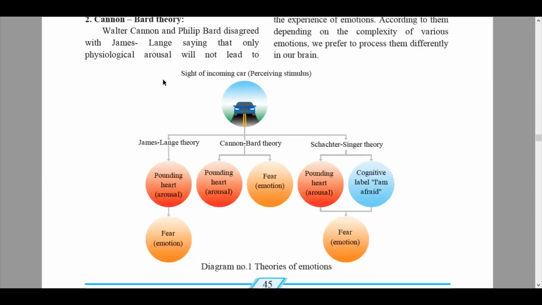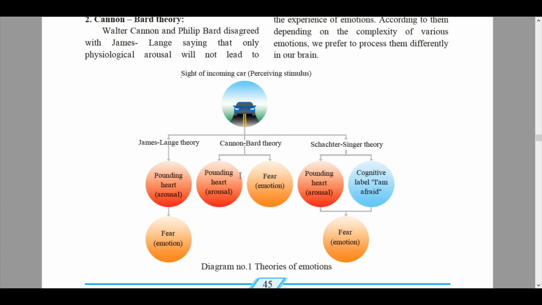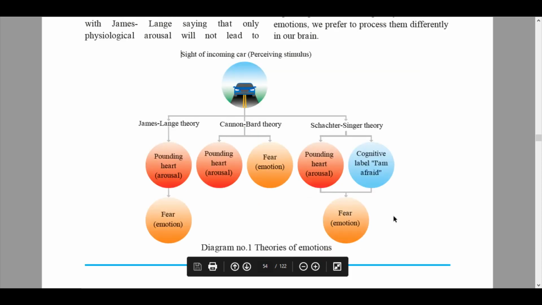So we have been given a flow chart here of how different theories function. Here, the James-Lange theory: pounding of heart that causes fear. Then we have the Cannon-Bard theory, which shows two different formations that cause us to cry, that is the pounding of heart and the fear. These are the two aspects. Then we have the Schachter-Singer theory that shows us first the pounding of heart, that is the arousal, then the cognitive label, I am afraid. This causes our fear emotion to rise up.